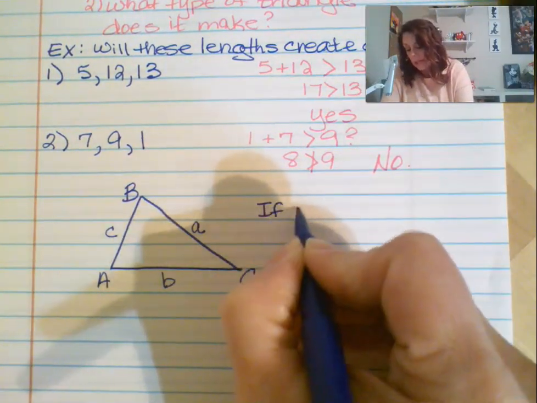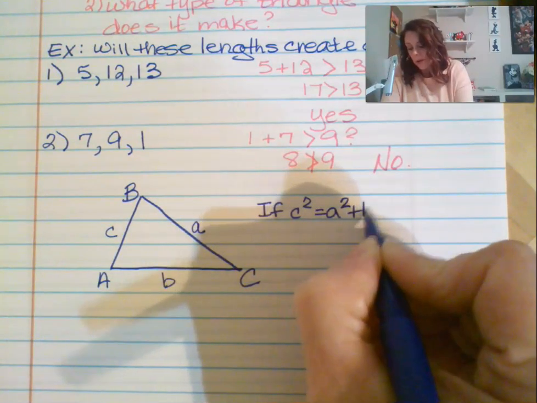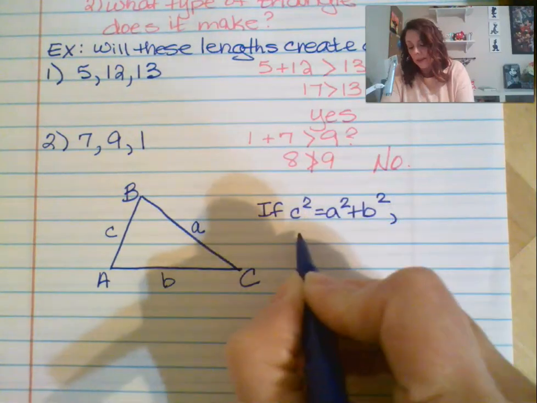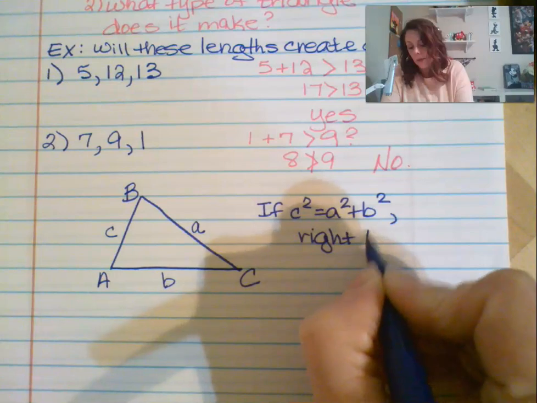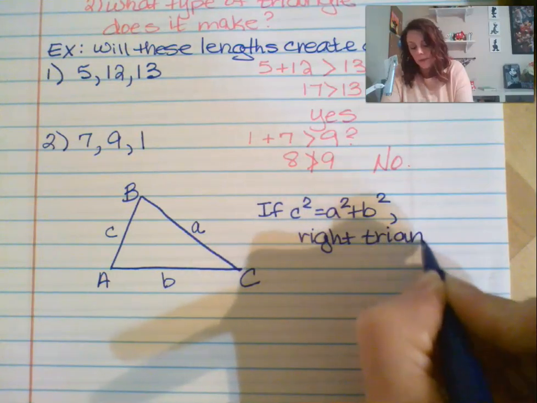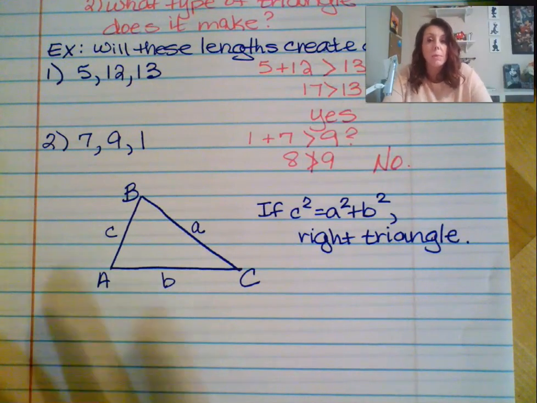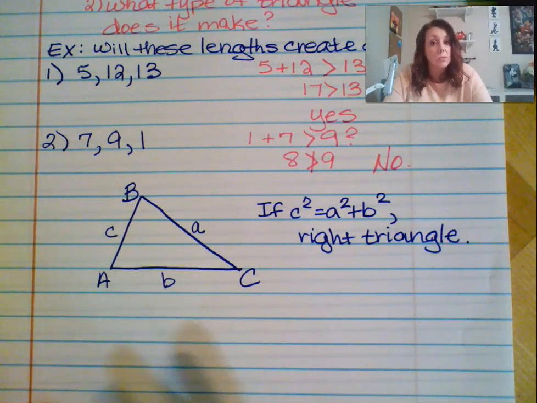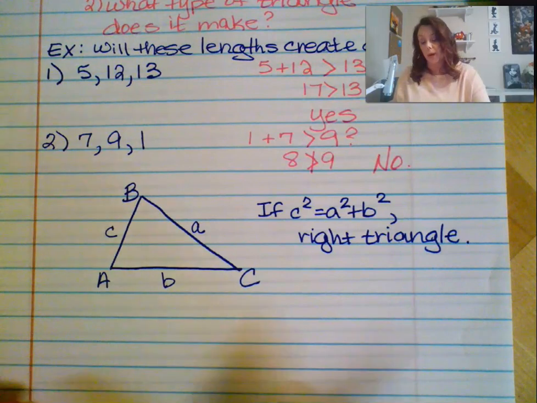If c squared is equal to a squared plus b squared, we get a right triangle. And that's your converse of the Pythagorean theorem. We know the Pythagorean theorem states if a triangle is right, then a squared plus b squared is equal to c squared. So in this case, the converse is saying, if that equation is true, then the triangle has to be a right triangle. But there are some other possibilities as well.